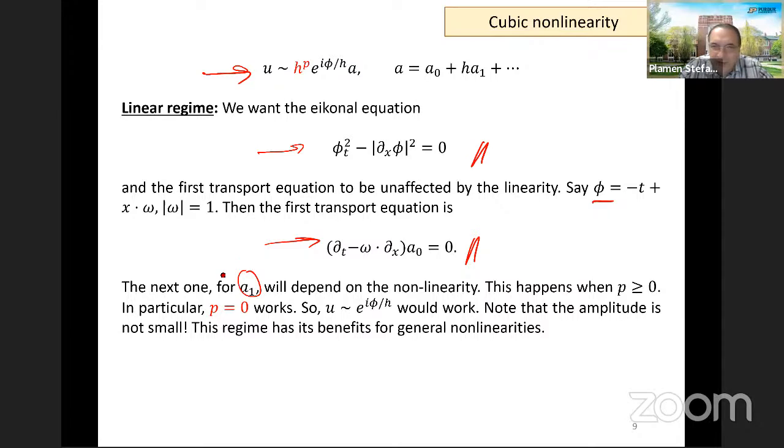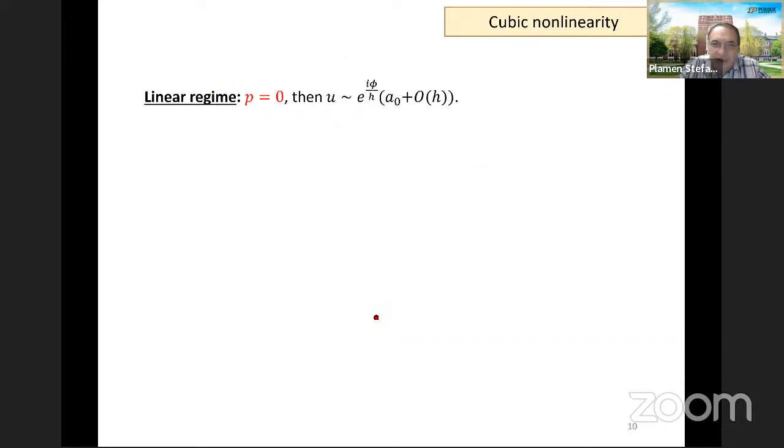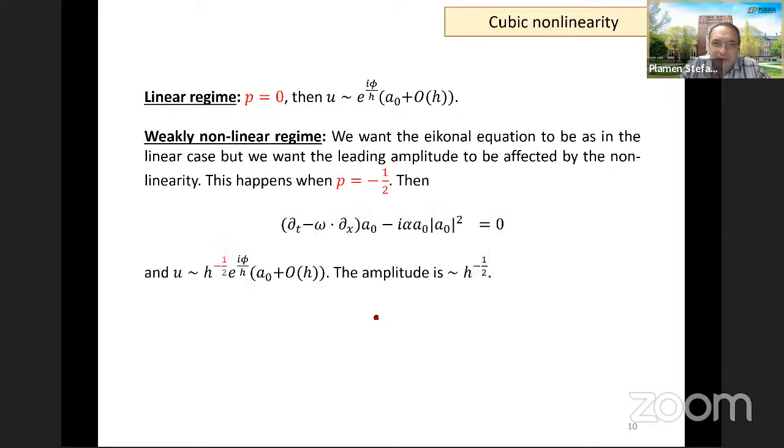And this happens when P is positive, but let's say P equals 0 is a standard choice to get classical expansion. In other words, that is the form of the solution if we really want, on the principal level, to be linear. And note that the amplitude is not small here. So I'm talking about linear regime, but this is not linear regime with small amplitude. Actually, it's the amplitude of 1, right?